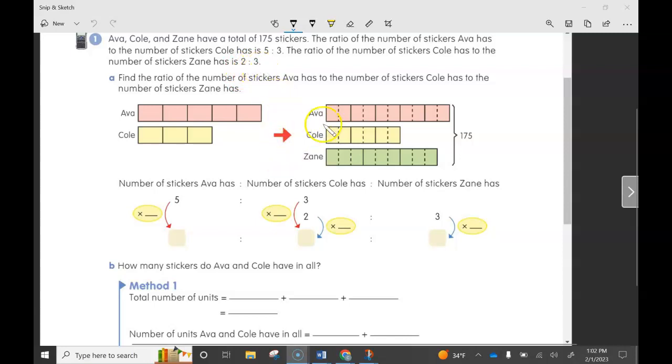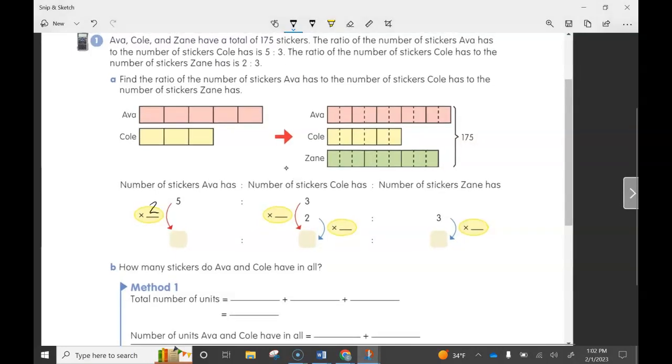Okay, so let's take a look at the right side with Ava, Cole, and Zane, because what we need to do is figure out the number of stickers Ava has to the number of stickers Cole has, in order to find the number of stickers Zane has. So we can see the number of stickers Ava has, so we take the 5, 1, 2, 3, 4, 5, and we can see it's been multiplied by 2. So that gives us 10 total units when we're comparing Ava, Cole, and Zane.